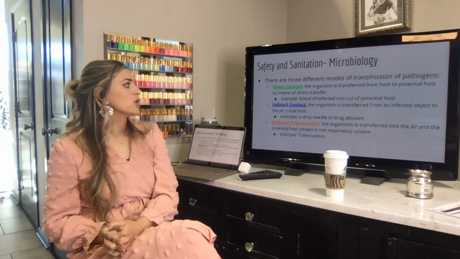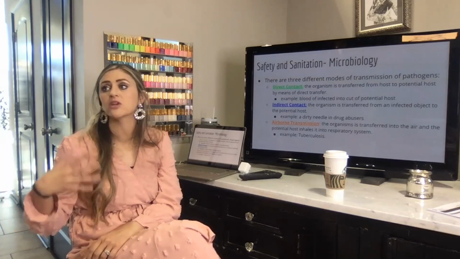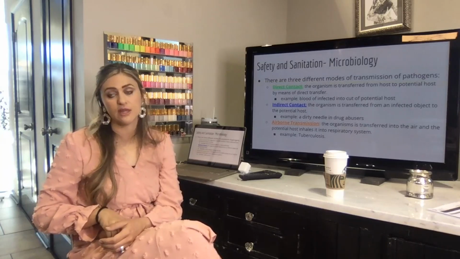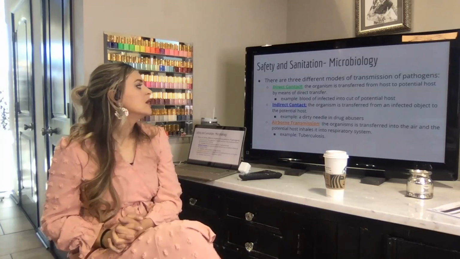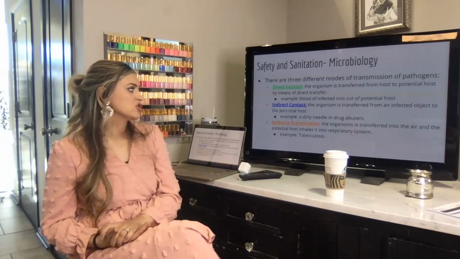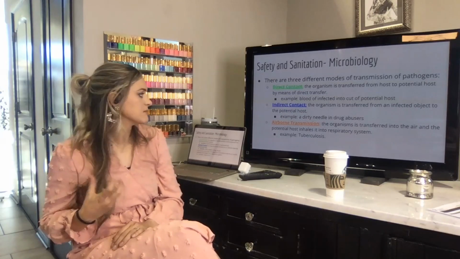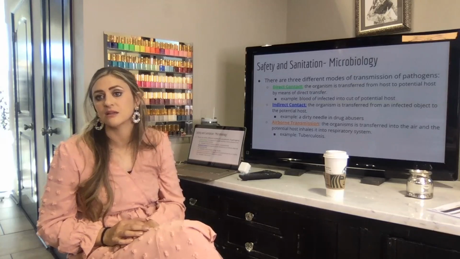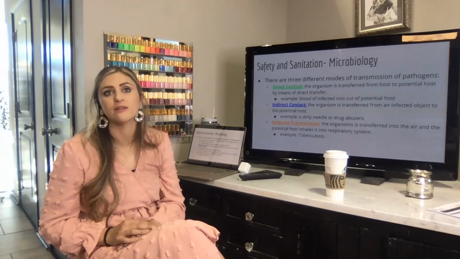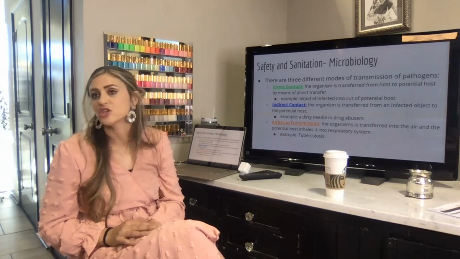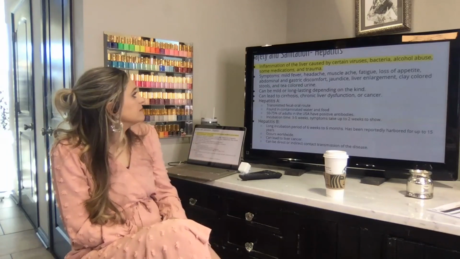Indirect contact is when the organism is transferred from an infected object to the potential new host. So this is the example I used with your client with hepatitis C. You accidentally stick yourself in the thigh. That is indirect contact. There was an object that transferred it. And the last one, which is not very common, is airborne transmission. So this is where the organism is transferred into the air and the potential new host inhales it into the respiratory system. So tuberculosis is the disease that directly corresponds to airborne transmission. With COVID, for a little while, people thought that it was airborne. It actually wasn't, but that is a way to get sicknesses.